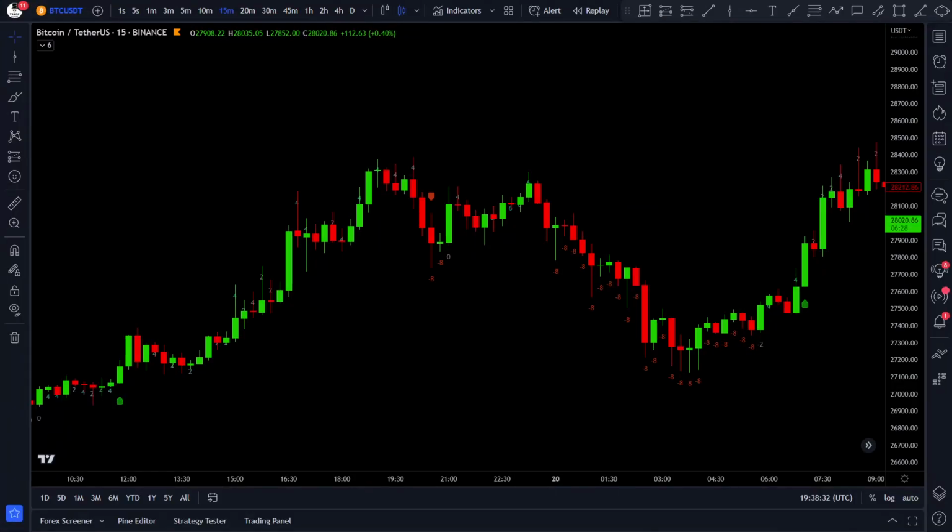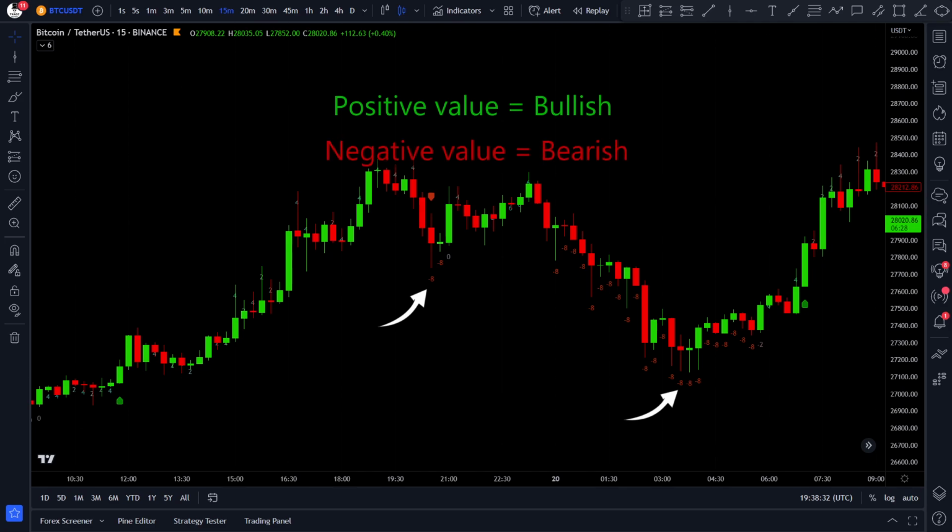The indicator prints simple green and red arrows, which are the buy and sell signals. The indicator also displays different values under each bar, signaling the strength of the current trend. A positive value indicates a bullish trend, while a negative value a bearish trend. The higher the value, the stronger the trend is.